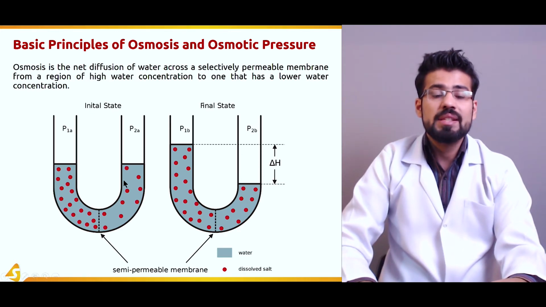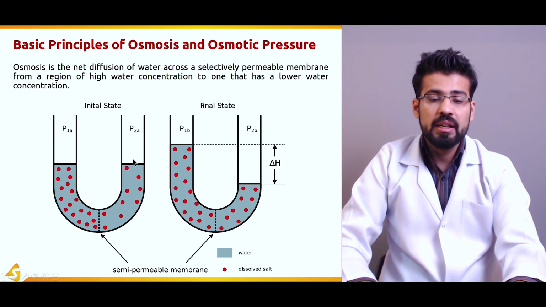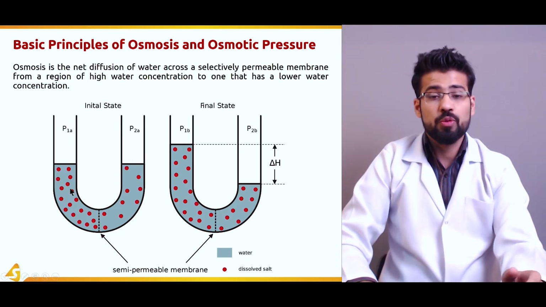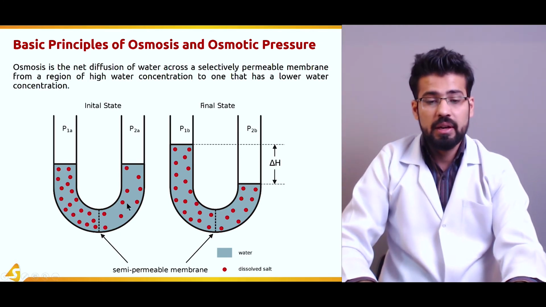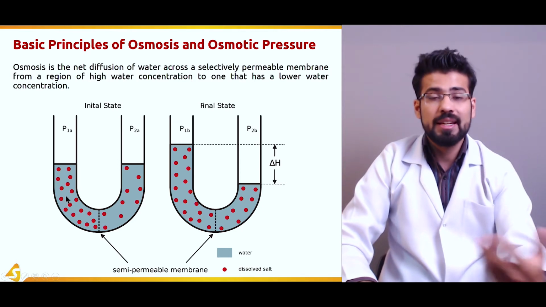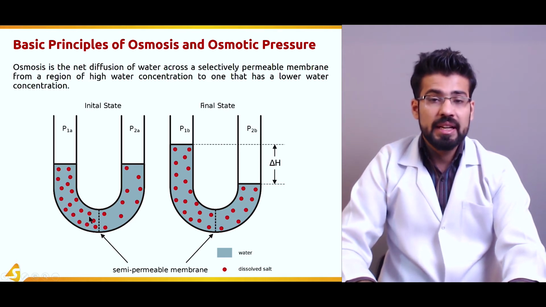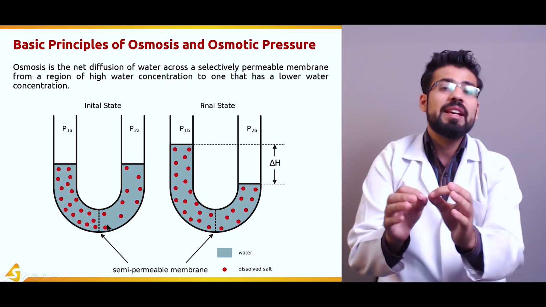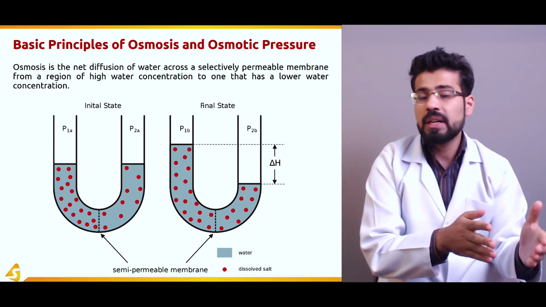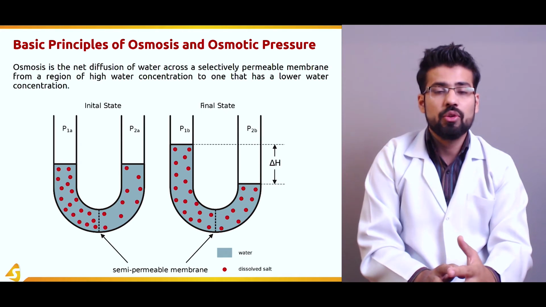Over here you can see the initial stage. Here is the pressure P1A, here is the pressure P2A. Over here the concentration of solute is much more as compared to here, as can be evidenced from the red dots that basically represent the dissolved salts. This selectively permeable membrane will only allow the water to move from one compartment to another compartment without the movement of the ions or the dissolved salts.